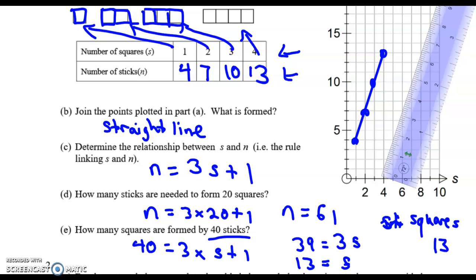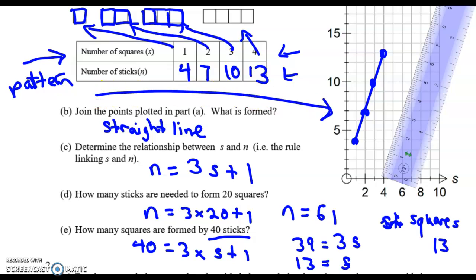I'm going to leave it there. The main goal for today was to be able to convert some sort of pattern. So take a pattern and put that pattern onto a graph. So if you can do that, that is your goal for today.